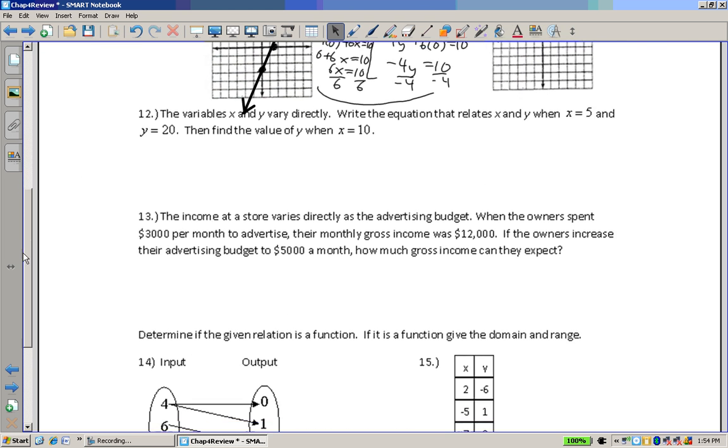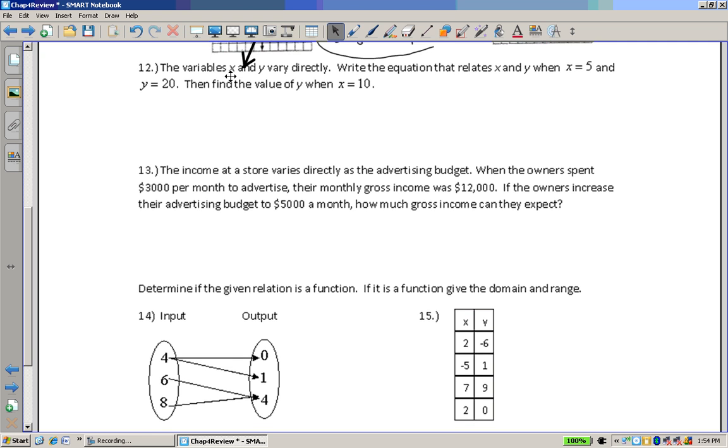Okay, let's look at number 12. Variables x and y vary directly. Immediately, you should know y equals kx. Constant of variation, y equals kx. Okay, so it takes care of that. Write the equation that relates. So, it's telling me to do something. First, I have to write an equation. That's what they're telling me to do.